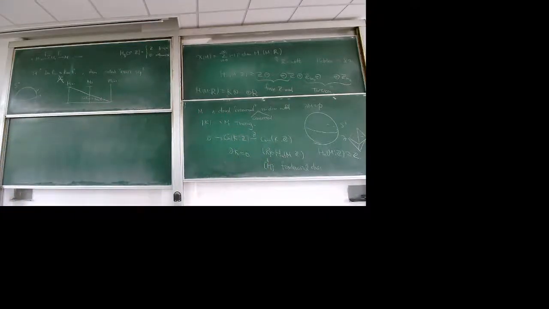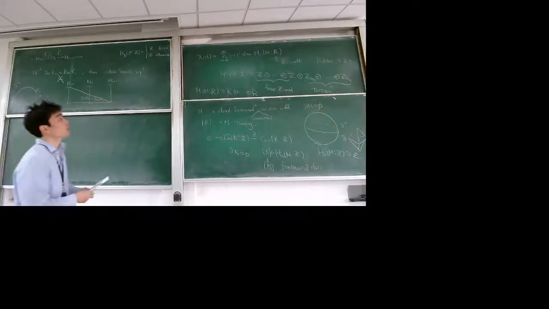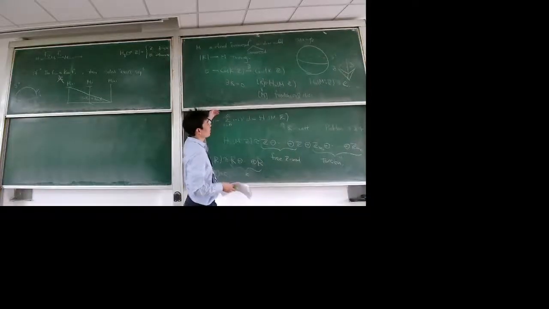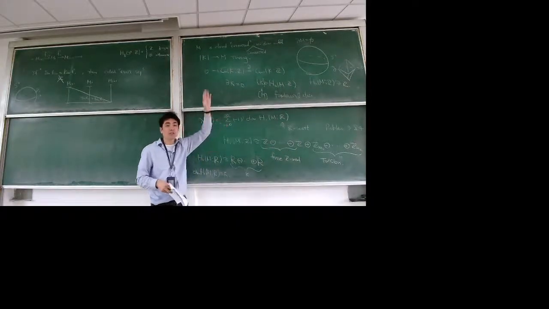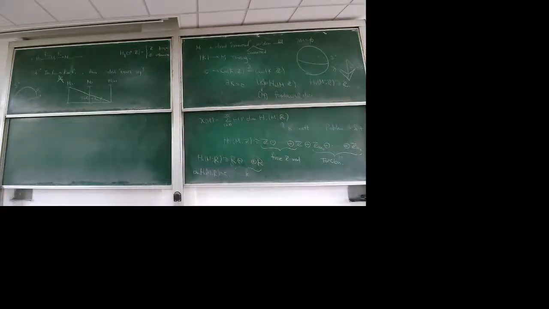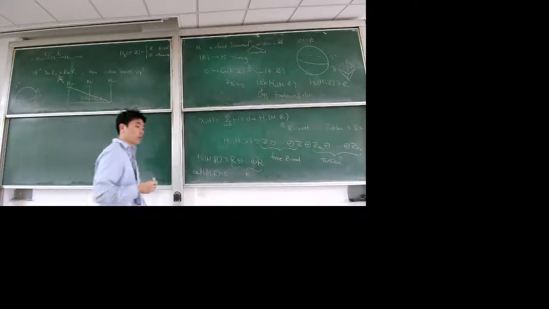Any other questions? So the Euler characteristic is a summation up to n. If higher than n, everything is 0. Any questions so far?